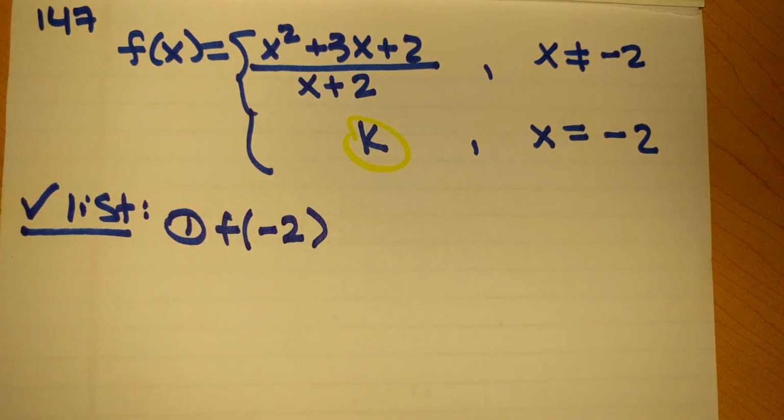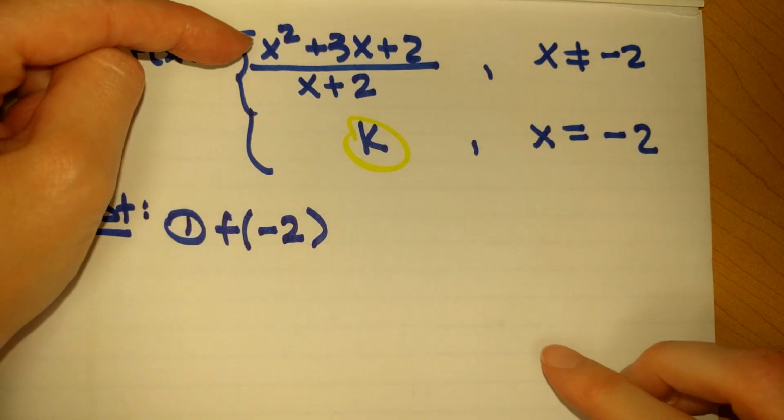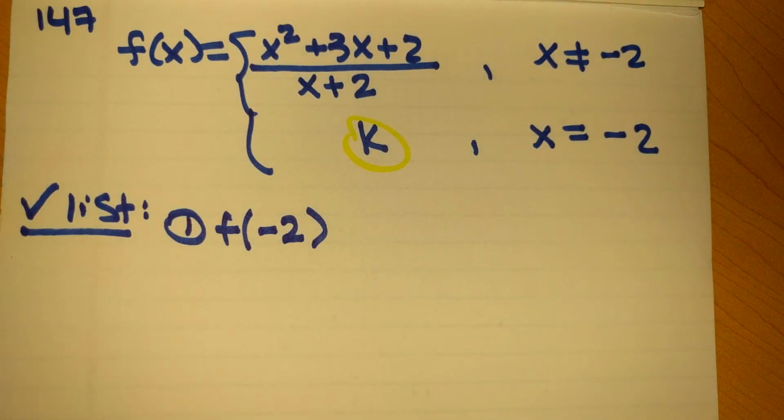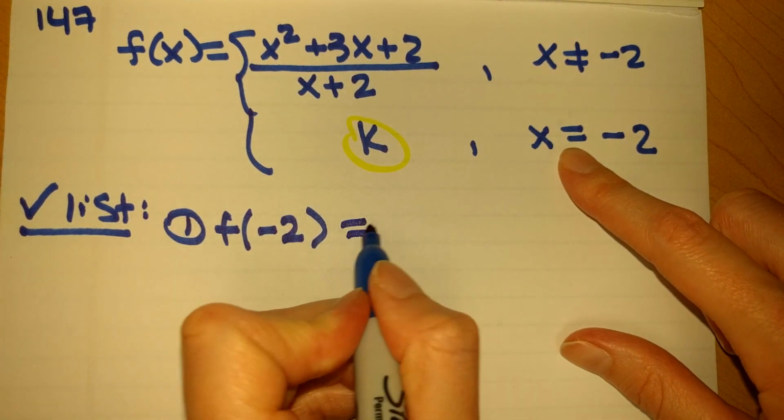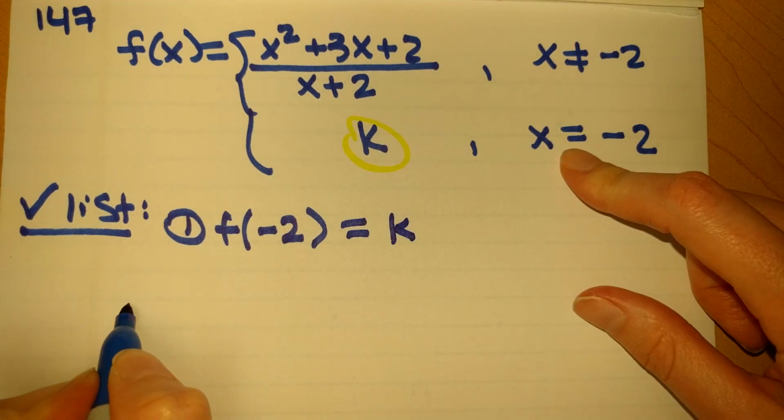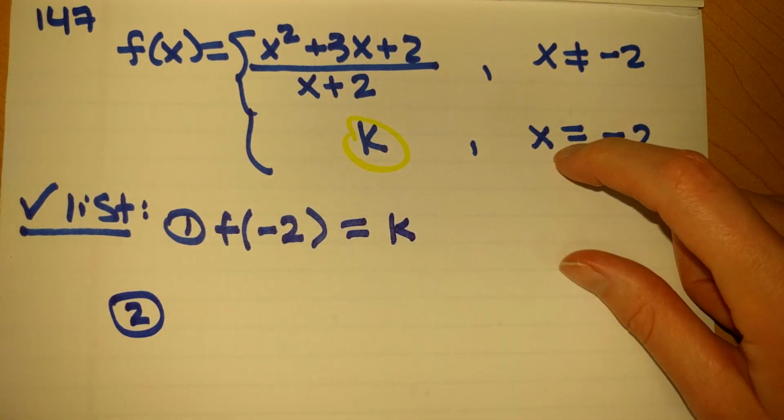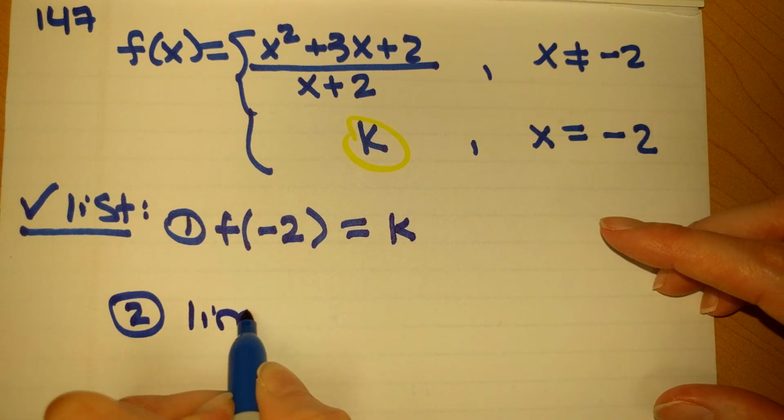And we're starting with just the value at -2 because that's going to determine if this piece and this piece work together, then we can potentially have a continuous function. So at -2, it does exist. It would be equal to k. And then the second thing that we need to do is we need to look at the limit situation.